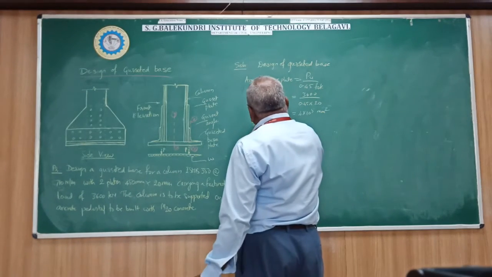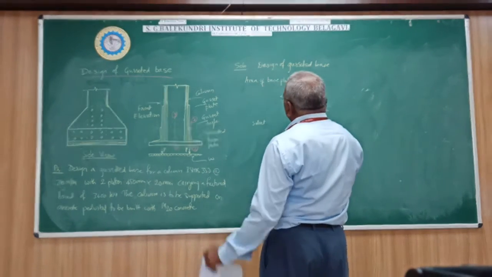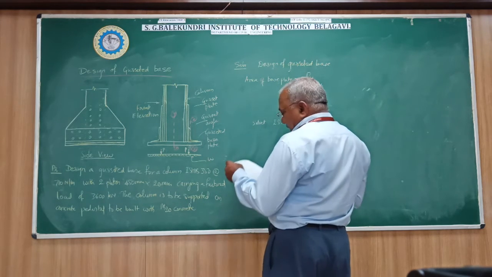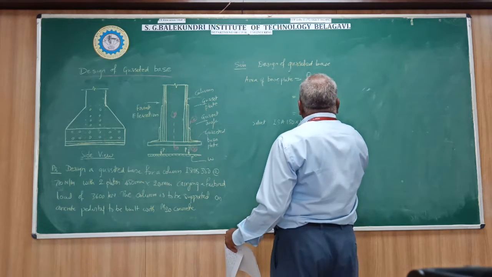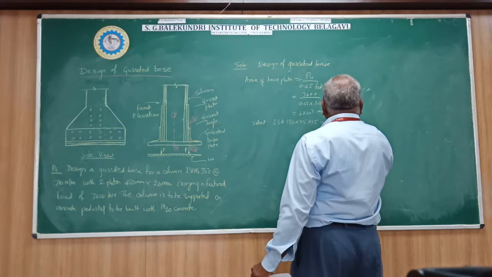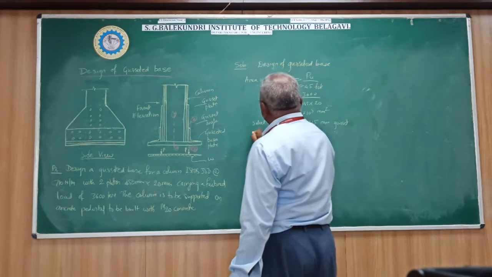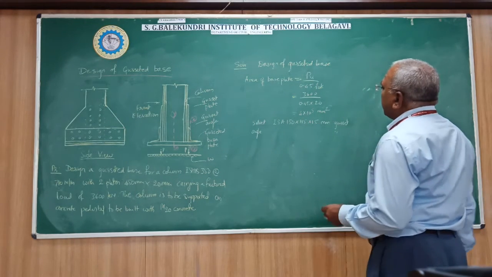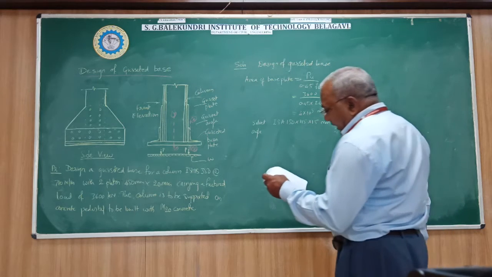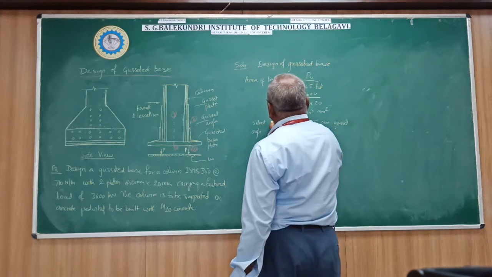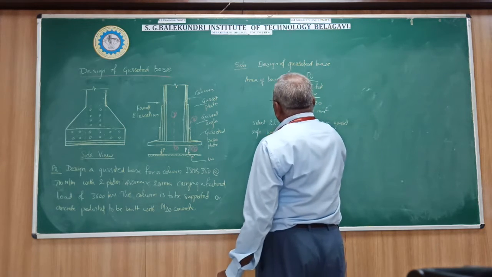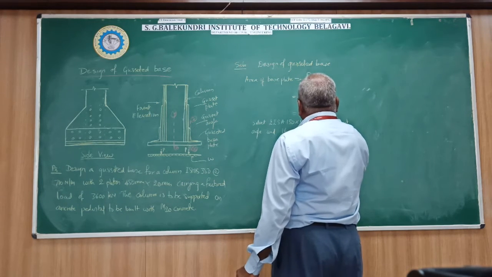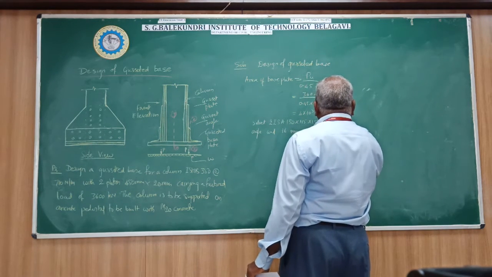Now select ISA 150 by 115 by 15 mm gusset angle, and 2 gusset plates of 16 mm thickness.